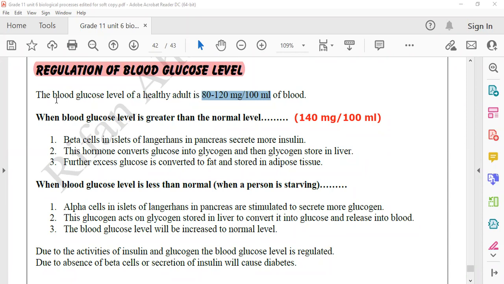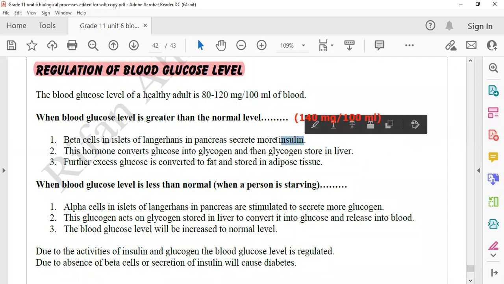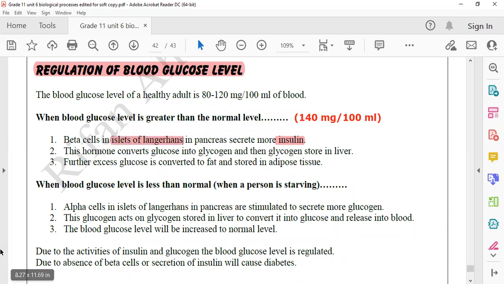When it becomes greater, that extra glucose should be removed from our body. To remove it, this hormone comes to work. Who is the hormone? Insulin. This insulin is secreted by this tissue. What is the tissue's name? Islets of Langerhans.